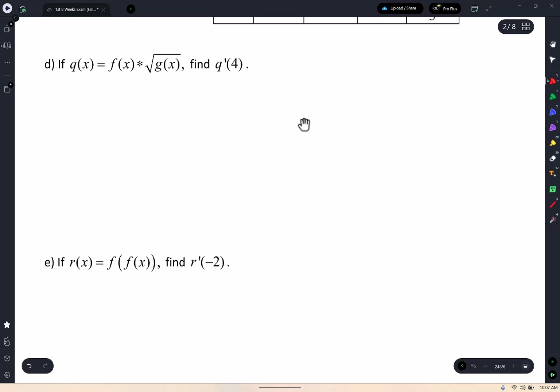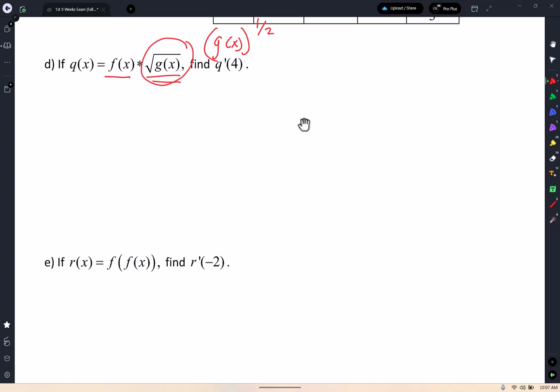Product in combination with chain. So recognize first, second. Make a little note that this guy here is g of x to the 1/2. Just make a note somewhere. See? So here we go.